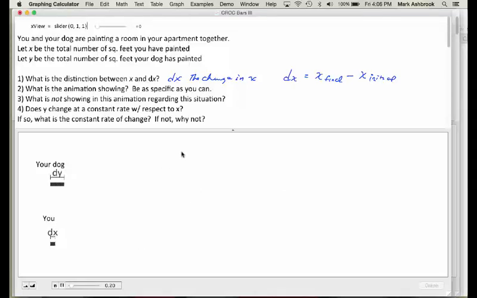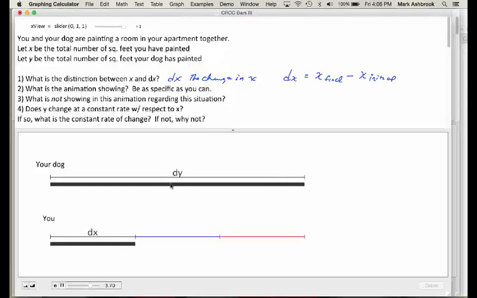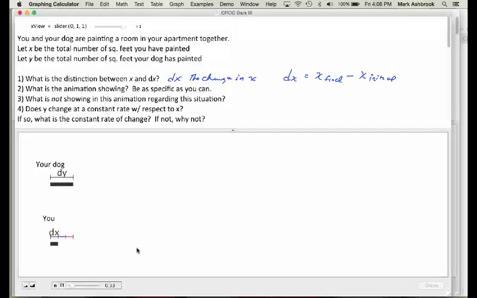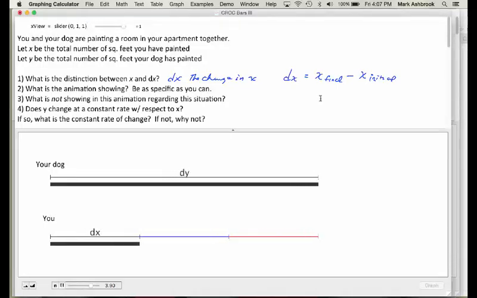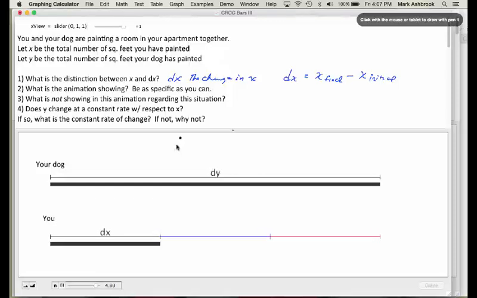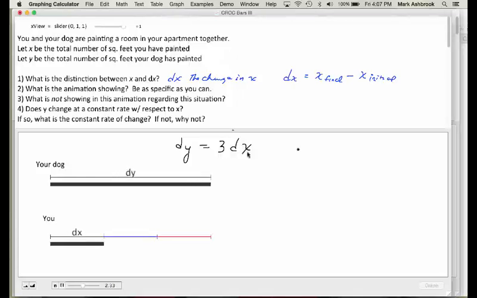And if I show this other view, we can see explicitly how the additional amount painted, or the change in the amount painted by your dog, is always 3 times as much as the change in the amount you paint. And so we could write that as dy equals 3 dx.